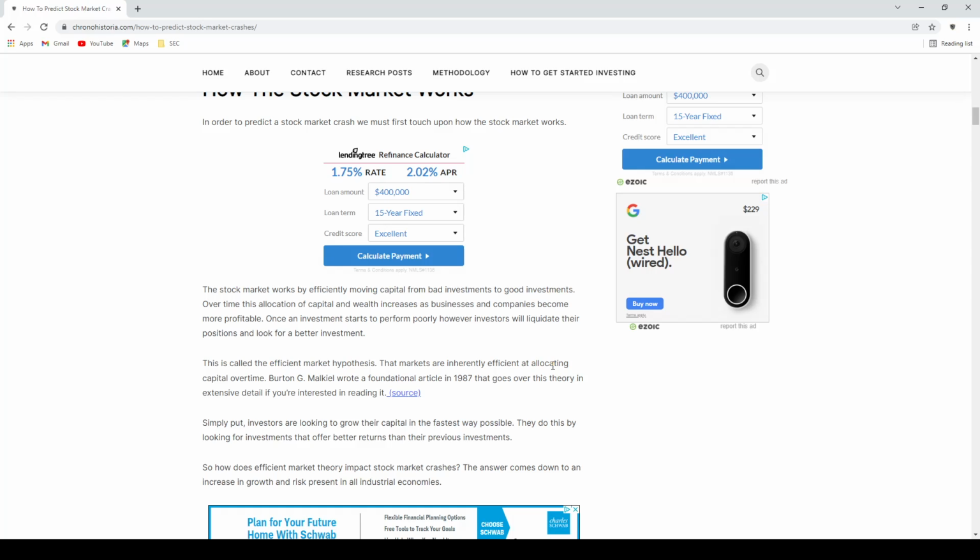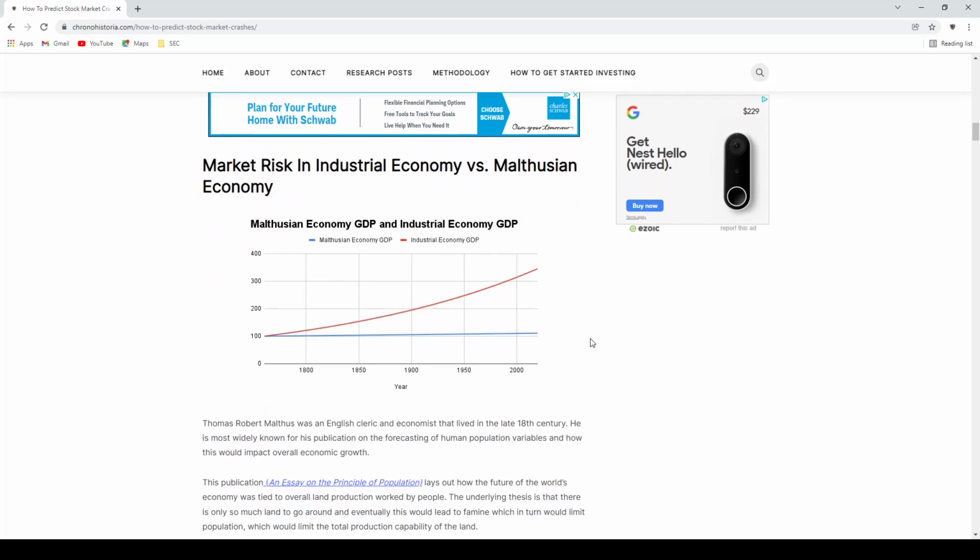Right now, we're going to touch on how Malthusian and industrial economies are different. This is very important. So, market risk and industrial economy versus Malthusian economy. All right. To briefly explain this, before the Industrial Revolution, we lived in a world where agrarian economies ruled. This is called the Malthusian economy.